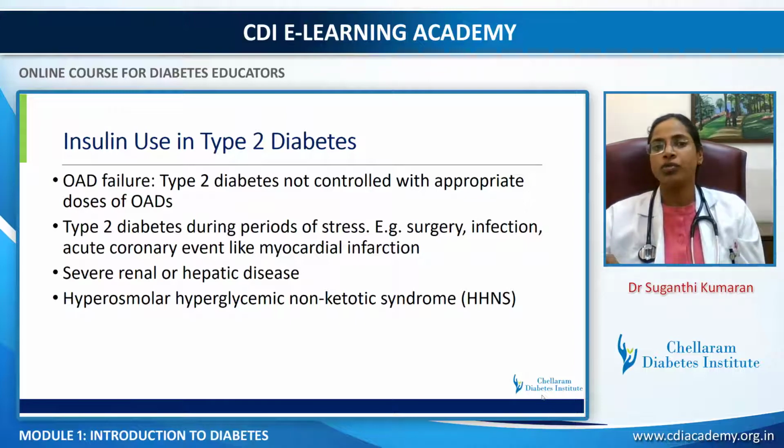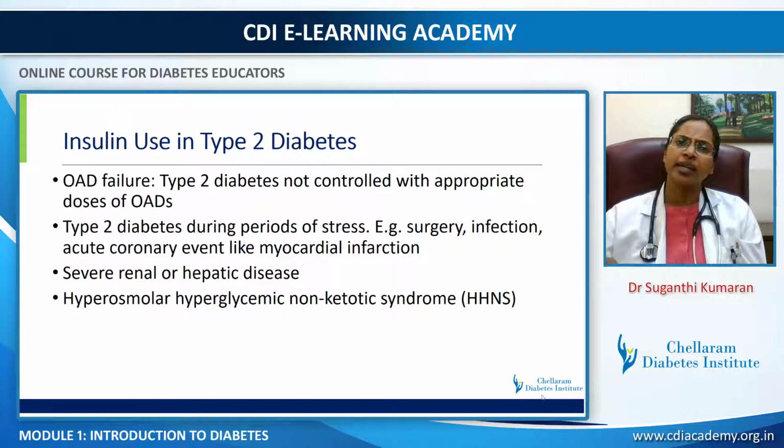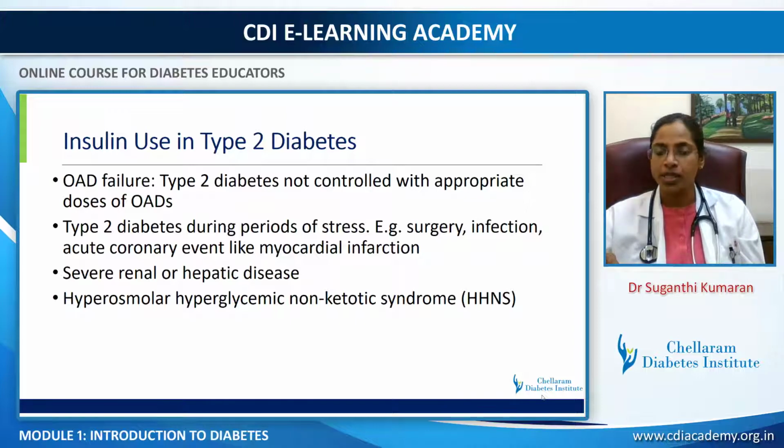What are examples of stress periods? Surgery, any infection, acute coronary event like myocardial infarction. In severe renal or hepatic disease, insulin is an excellent choice, the reason being the side effects of oral anti-diabetic medication are not present here. And as I mentioned earlier, it's shorter acting and it's eliminated faster from the body.